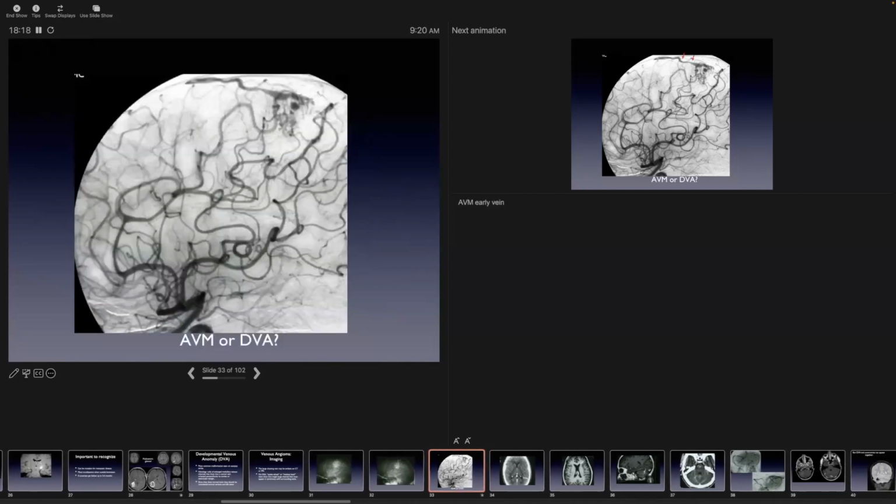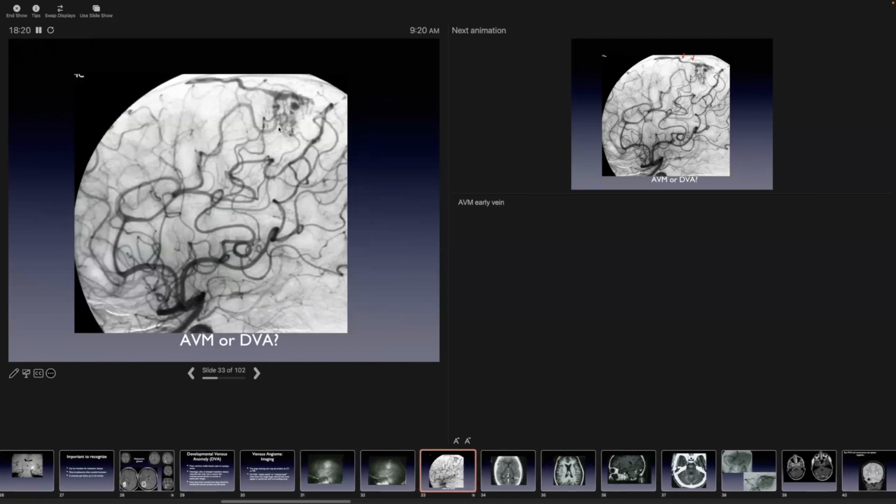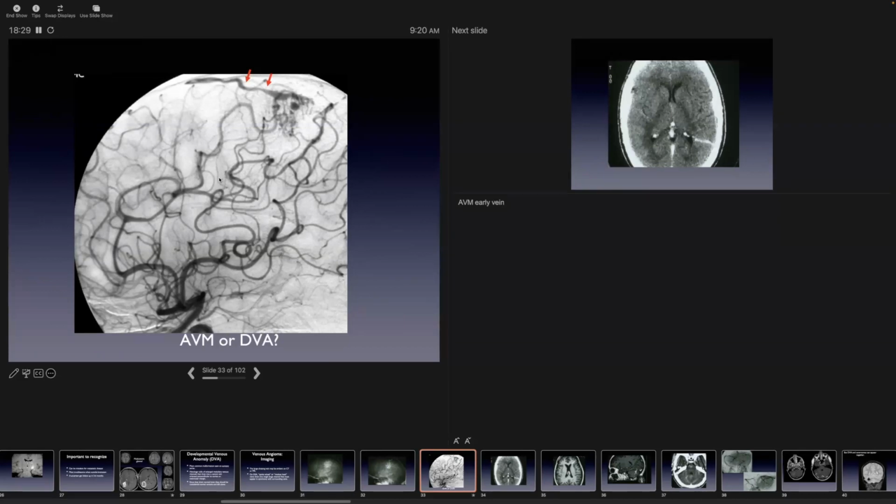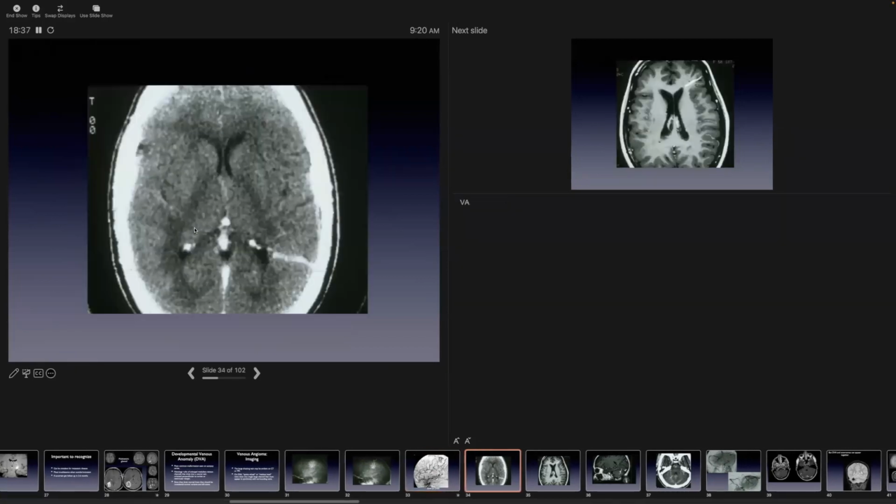If you contrast this with this patient who has this congregation of veins, probably a dilated vascular structure here, you notice there is an early appearance of a vein here because we're in a mid-arterial phase on the angiogram here. So this is an arteriovenous malformation, not a DVA.